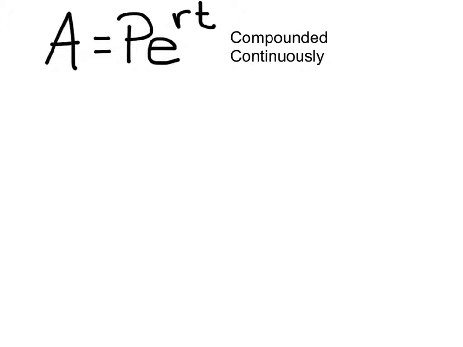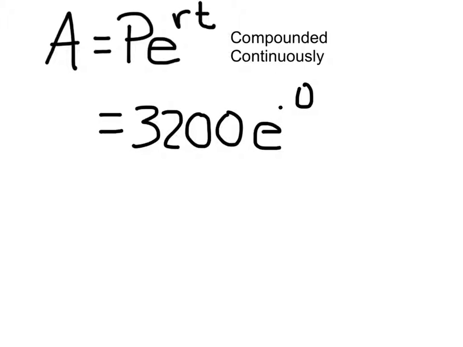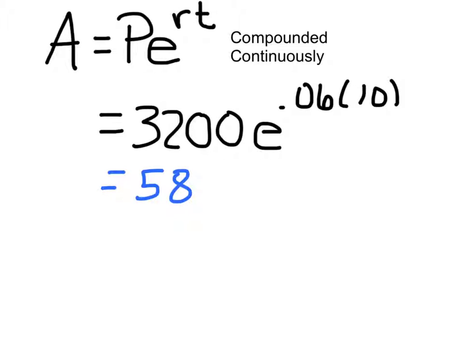This formula is for interest compounded continually. In the same example, that would be $3,200 times e to the 0.06 times 10 power. If you type that into the calculator exactly like it looks, you would end up with $5,830.78.